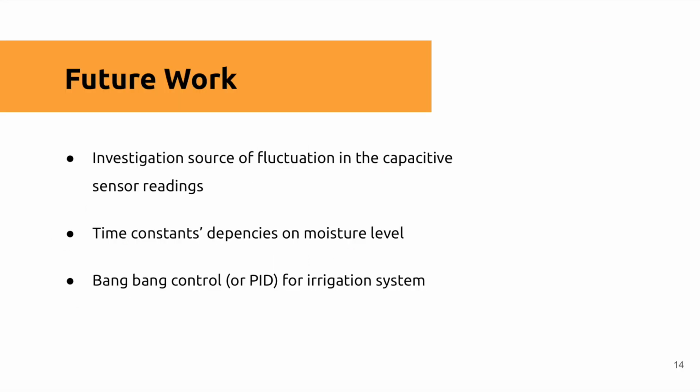Our experiment shows that there are several confounding factors that complicate accurate measurement of soil moisture using low-cost sensors. Future work to be done includes further investigation on the fluctuations in the capacitive sensor readings, since we found that it is not due to interference from the resistive sensor. Another work to do is further investigation on how the time constant of the resistive sensor changes with moisture level, so that we can create a mathematical model. And lastly, after putting these together, we can use these low-cost moisture sensors for bang-bang or PID control in an irrigation system.